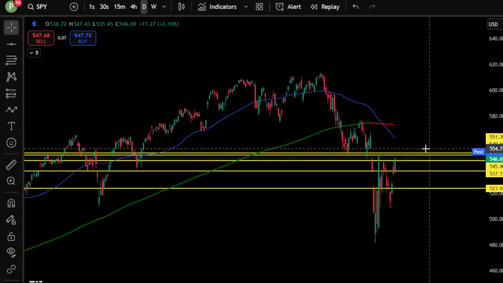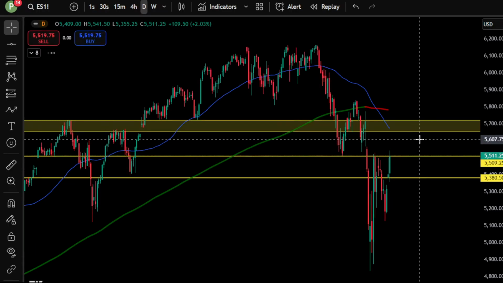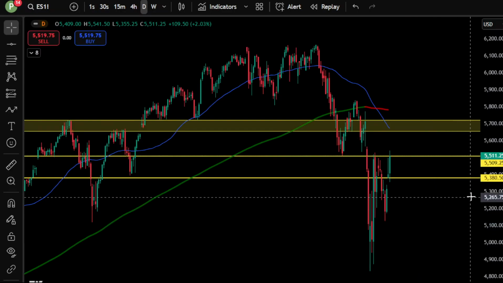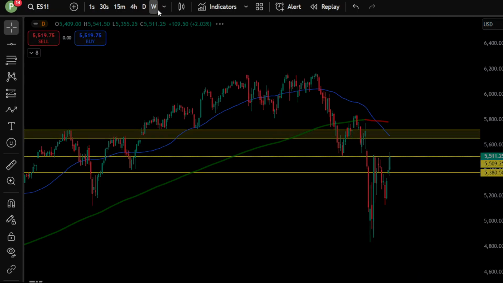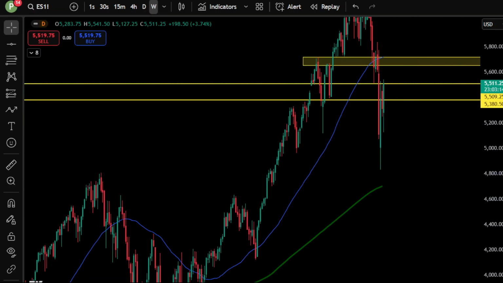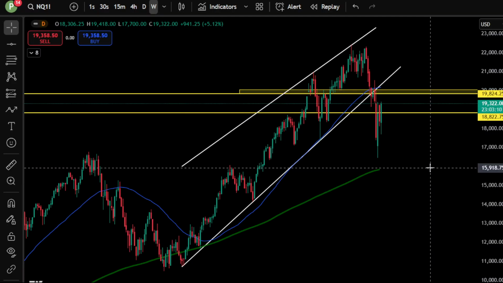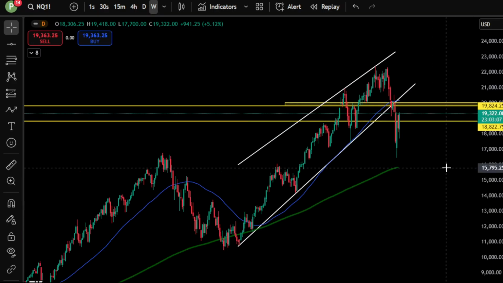But ultimately, I think we're just simply going to create a lower high. And if we're looking at the ES, I'm looking at we possibly hit 5,700, 5,800 before heading back down. My target towards the downside is basically where the 200 MA is at around 4,700. NQ, pretty much the same thing, 15,800, 16,000 on the NQ as far as the downside.